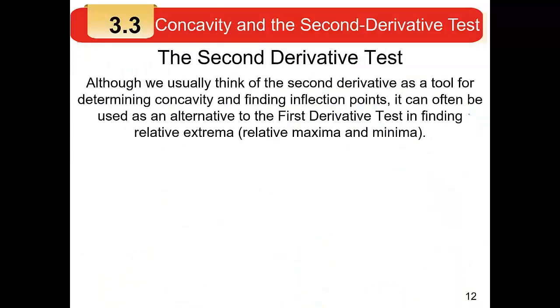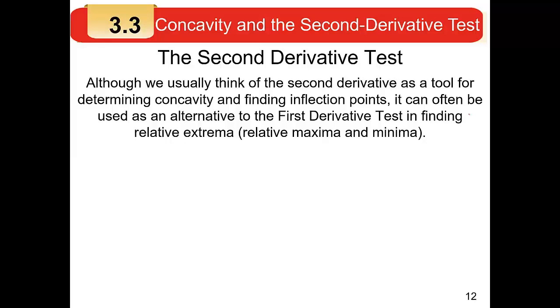Now, the second derivative test you think of as mimicking the first derivative test, except you're dealing with concavity. But it turns out there's a totally different use for the second derivative that I want to point out. It's actually encapsulated in something called the second derivative test. So even though we usually think of the second derivative as a tool for determining concavity and finding inflection points, it can actually be a substitute for using the first derivative test. There are cases where it fails, and I'll show you how that works.